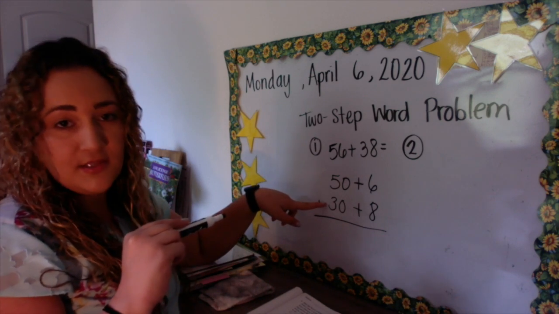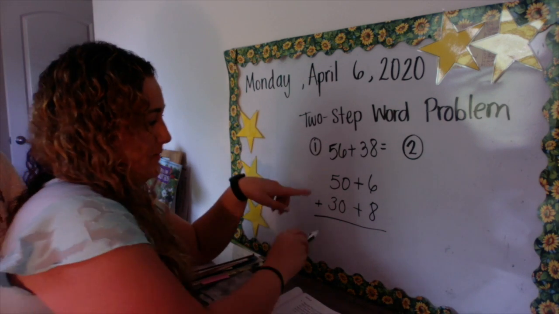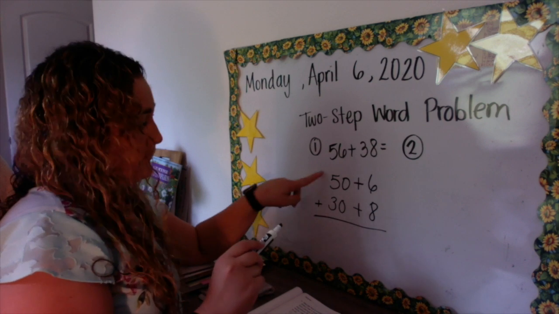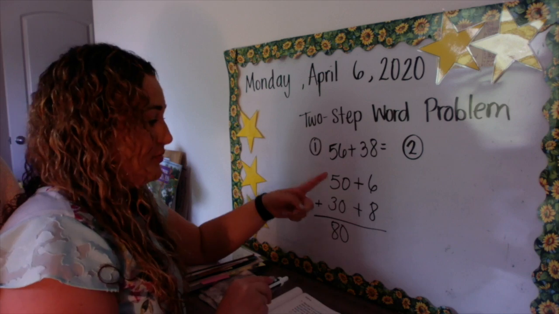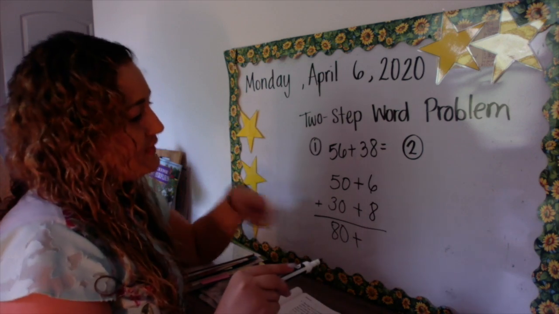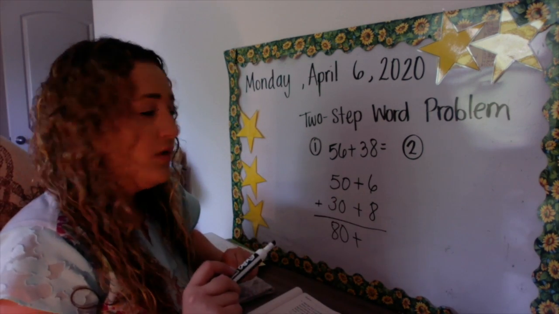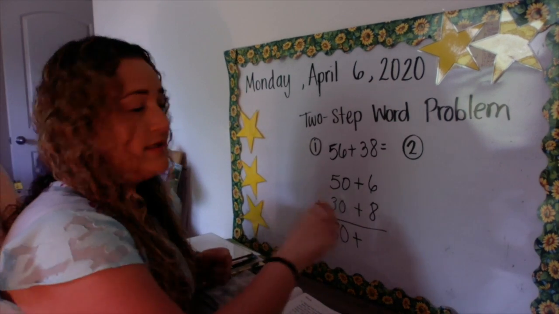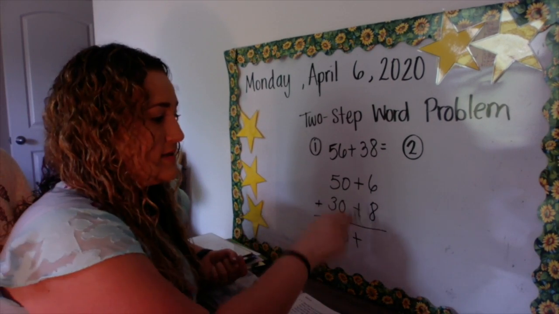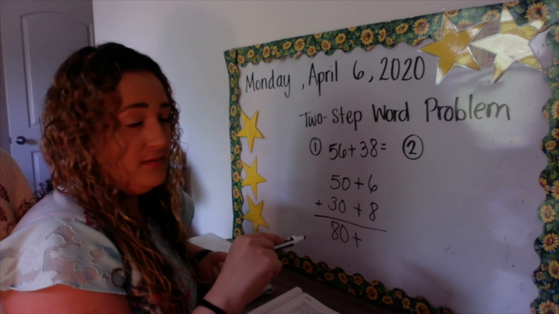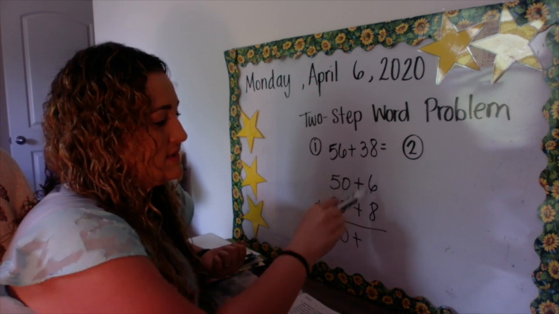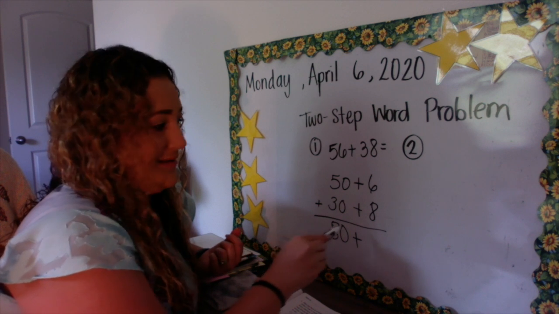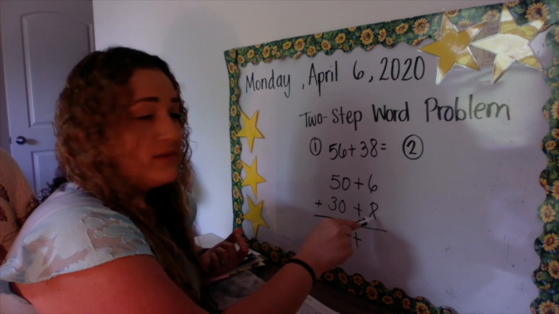50 plus 30 is 80 because 0 plus 0 is 0, and 5 plus 3 is 8. So it's 80. I'm going to bring the plus down. And then you have 6 plus 8. Well, think about it. Can you make a 10? 8 plus 2 more makes a 10. Or 6 plus 4 more makes a 10. So 6 plus 4 is 10, and 4 plus 4 is 8.